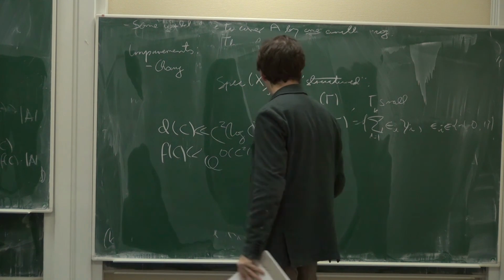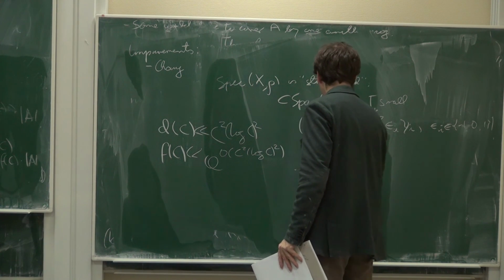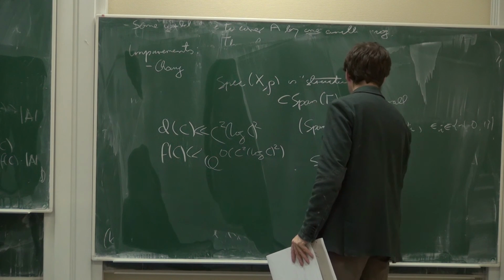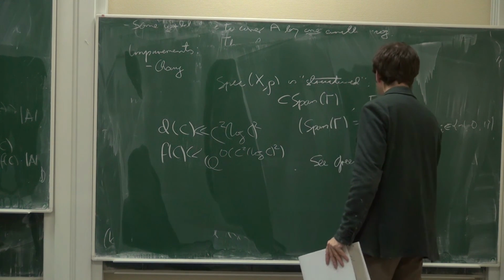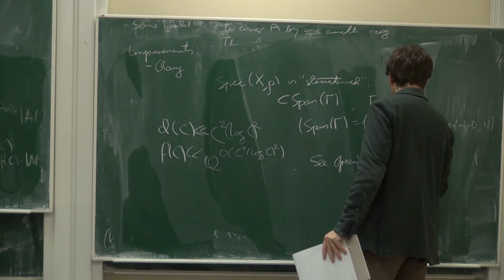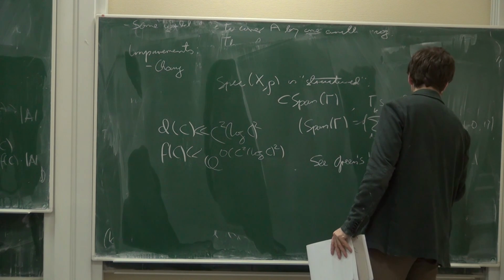So these are the bounds that you will get. I was asked for more precise reference last time. So this is what you get in this position, Ben Green's structure theory of set addition, which you can find on the web.